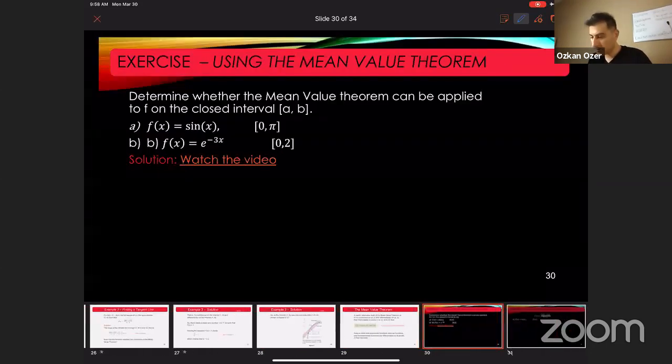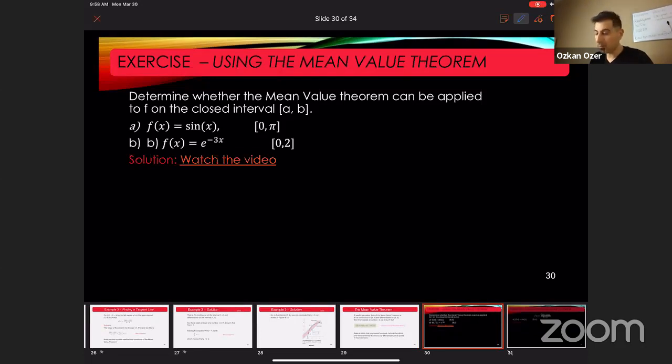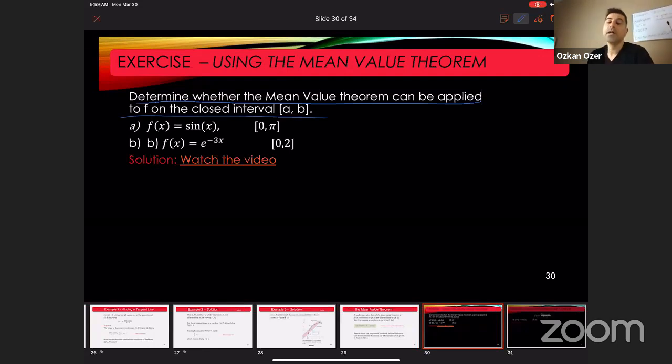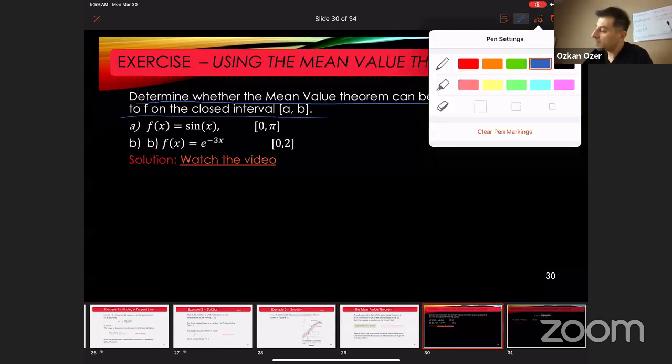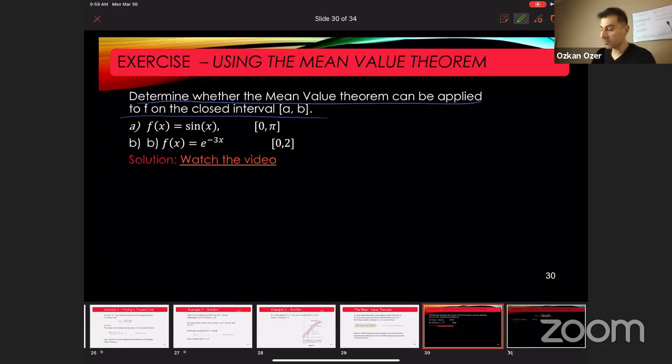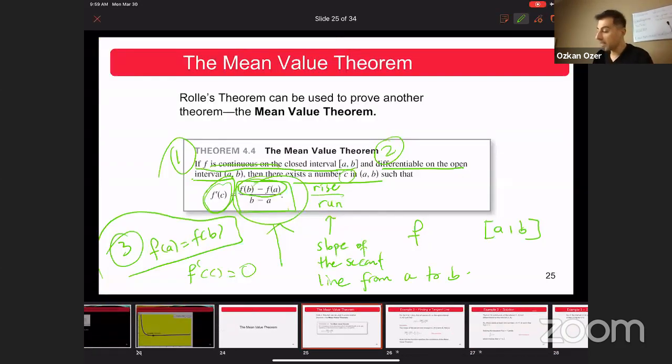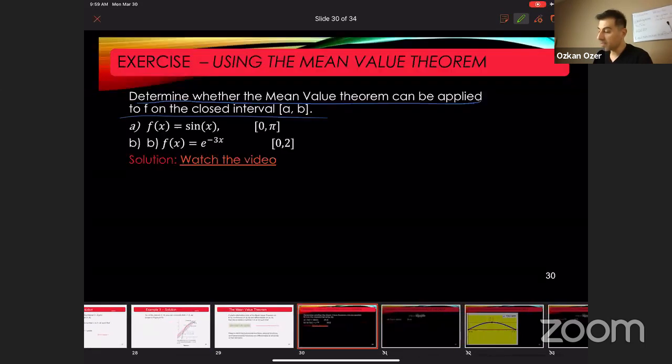I don't have any time left to go through this, but you can just go through this example by yourself. We have 2 functions and 2 intervals provided to you, and you're going to determine if you can apply the mean value theorem. So all you're going to check is the continuity and differentiability on those intervals for the given functions. And if both conditions are satisfied in the description of the mean value theorem, continuity and differentiability, two conditions, right? Then you can apply the mean value theorem.